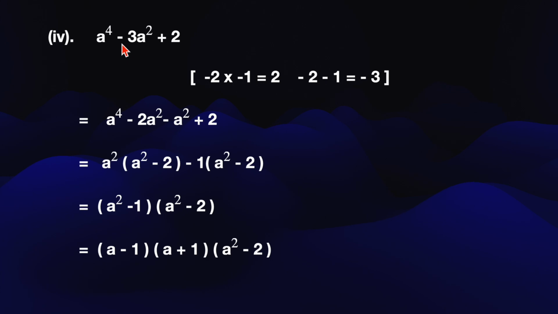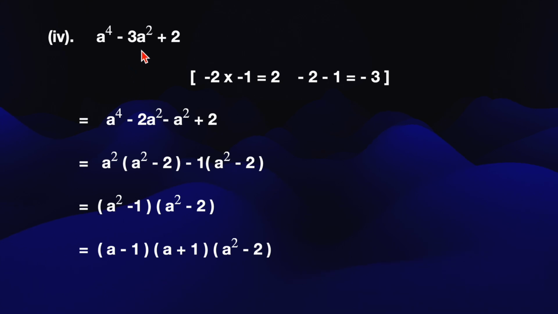Okay, a raised to 4 minus 3a square plus 2. So here the last term is 2, and the middle term is minus 3. Okay, so two numbers which when multiplied should give us 2. So 2 1s are 2. Last term is positive, so both the numbers will take the same sign, and the middle term is negative. So we have to put minus sign for both the numbers since the middle term is negative. So minus 2 into minus 1 is 2 and minus 2 minus 1 is minus 3.